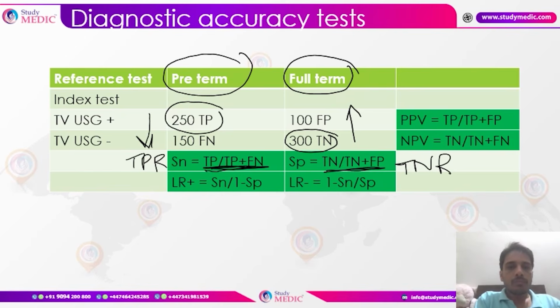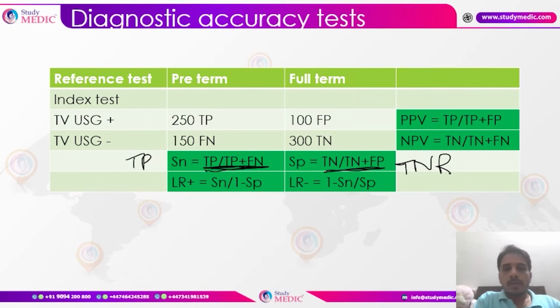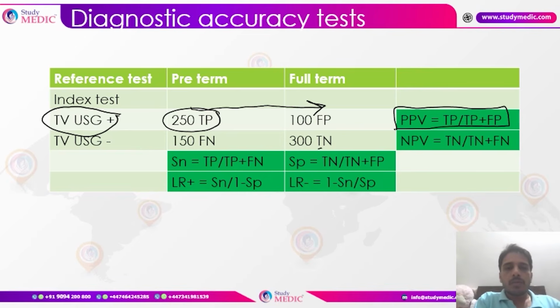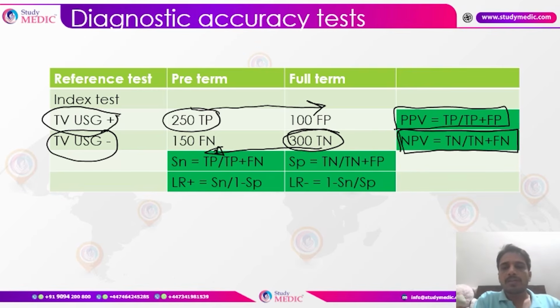Now what are the positive predictive value and the negative predictive value? Look at the left to right arrow. Out of those who are tested positive, how many are having the disease outcome? It is the positive predictive value. True positive by true positive plus false positive. Now what is the negative predictive value? Look at the right to left arrow. Out of those who are tested negative, how many are not having the outcome? That is true negative by true negative plus false negative. It is called the negative predictive value.